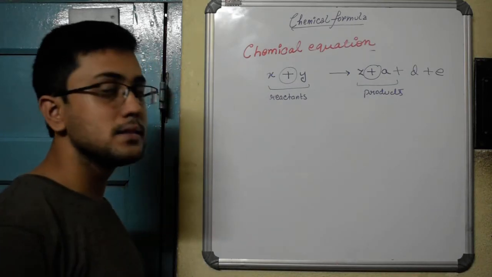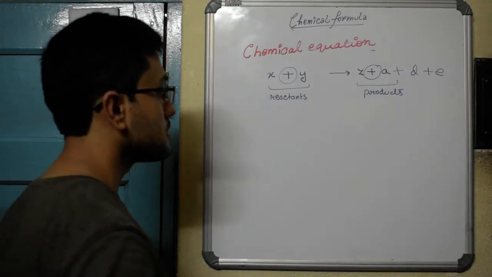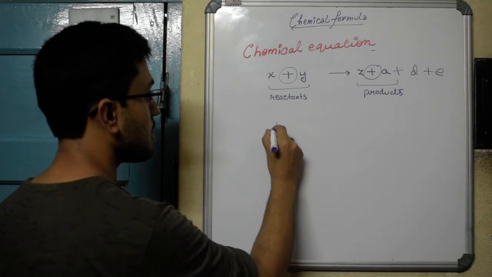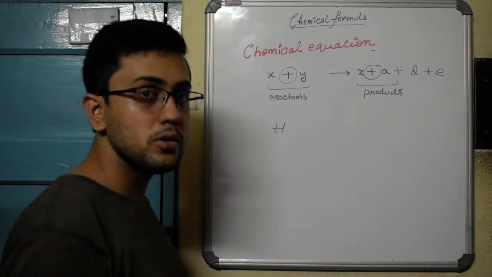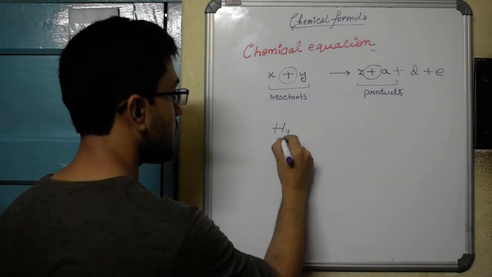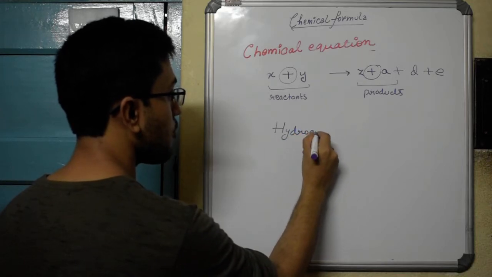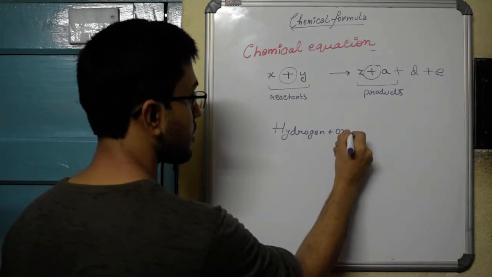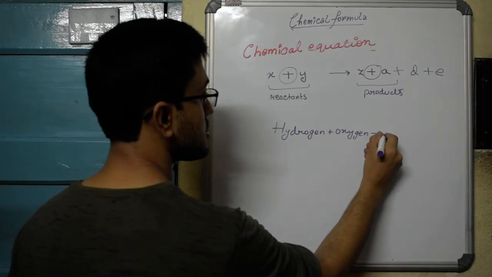The second thing is balancing the chemical reactions. Suppose I write this reaction. We all know that hydrogen, when it combines with oxygen, gives us water.